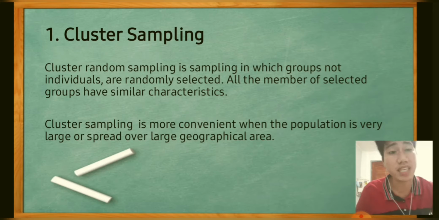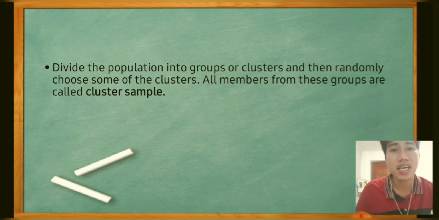Especially in the Philippines, we are divided by regions, and our geographical area is very large. So the common sampling method that we use in surveys is cluster sampling. Divide the population into groups or clusters and then randomly choose from the clusters. All the members of this group are called the cluster sample.